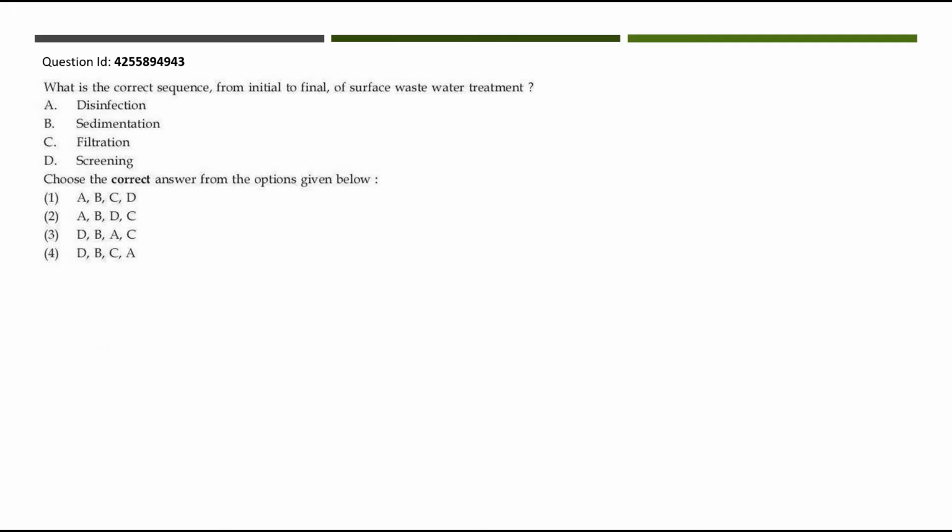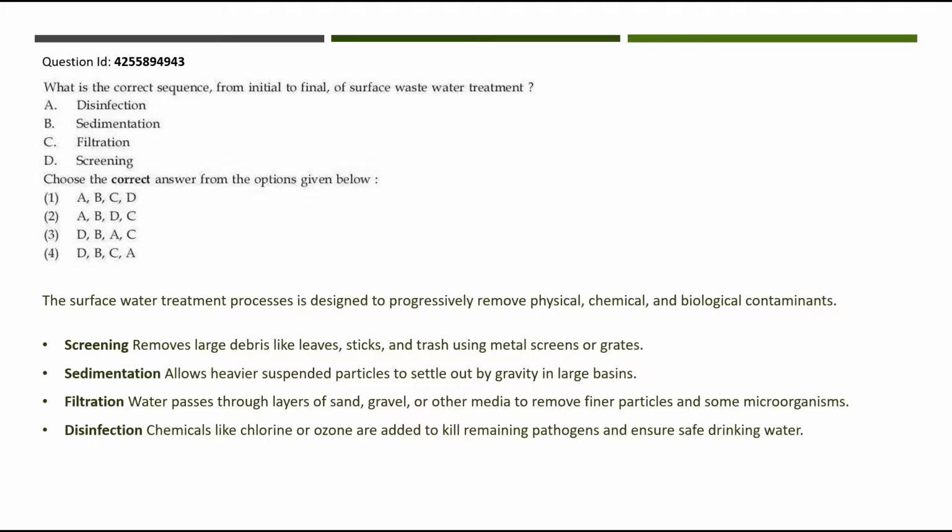Next question. What is the correct sequence from initial to final of surface water treatment? The surface water treatment process is designed to progressively remove physical, chemical and biological contaminants. The first step will be screening, which is D. This removes large debris like leaves, sticks, trash using metal screens or grates.